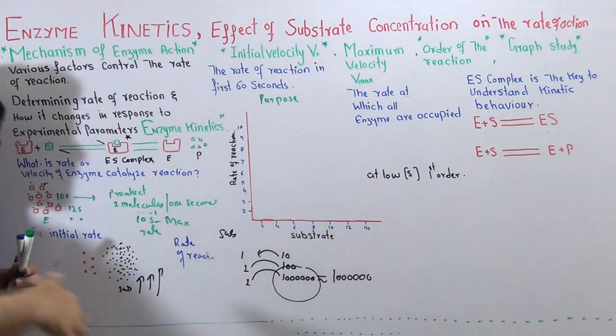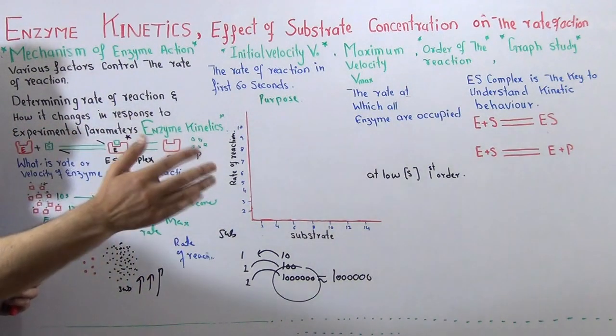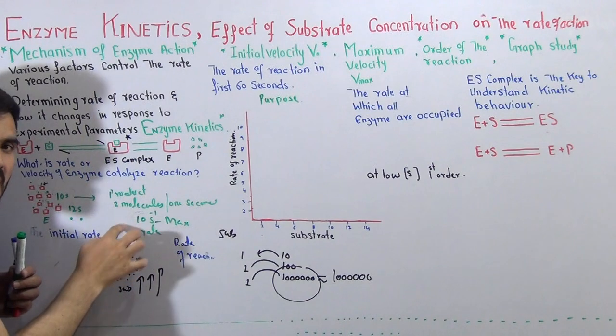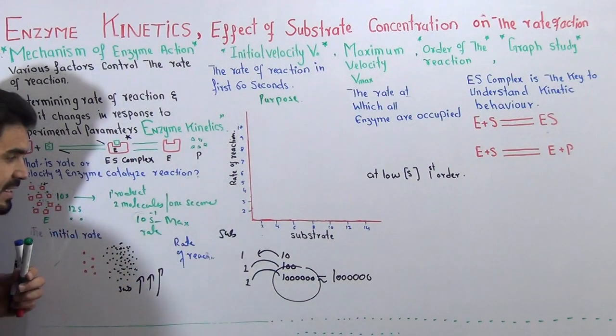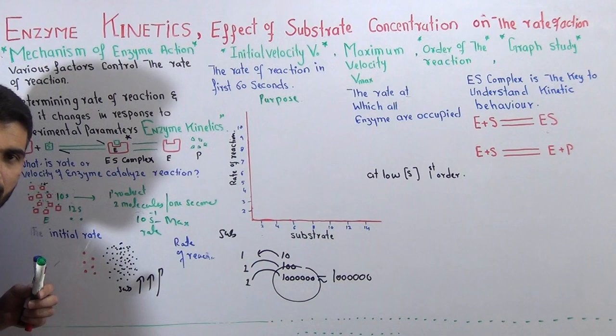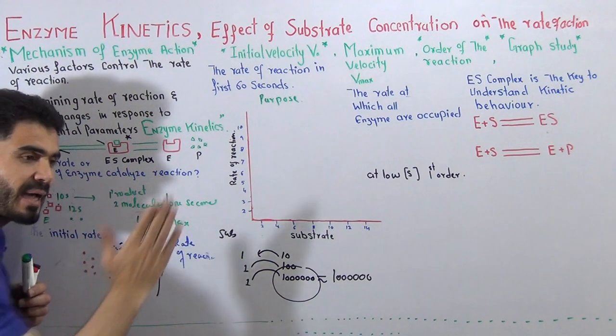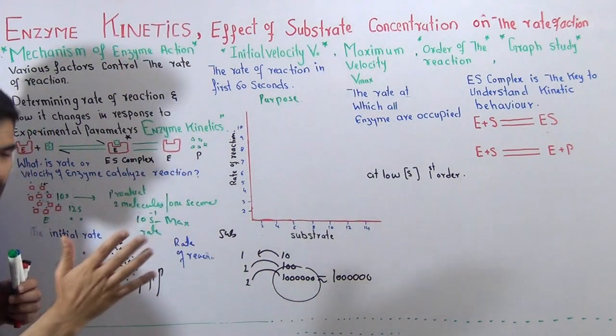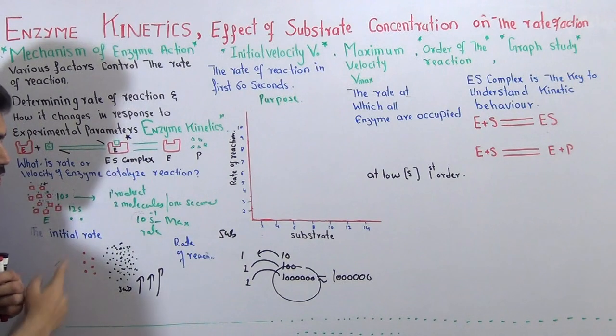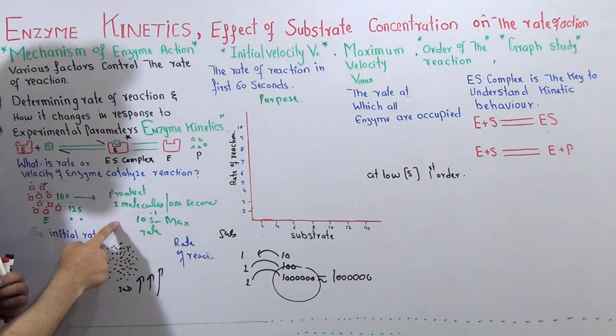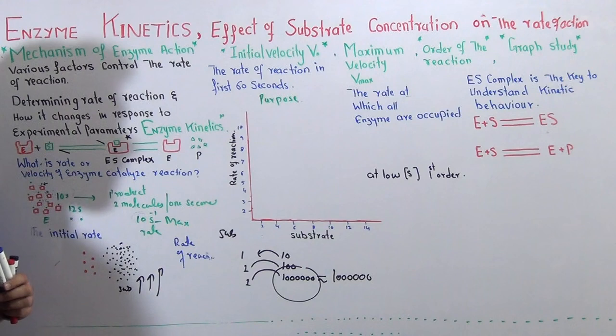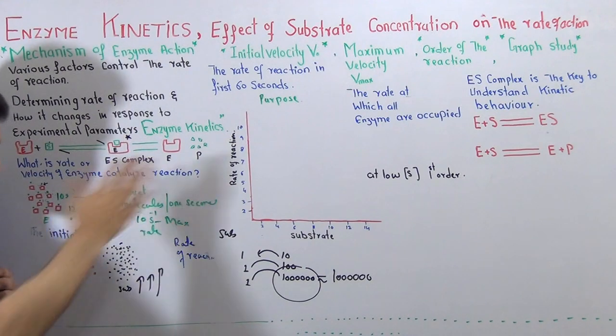If you increase the substrate again and again, the rate of reaction becomes fixed at 10 molecules per second. This is called the maximum speed of reaction of the given reaction. So what do we call it? The maximum velocity of the enzyme. I will explain this on the graph now.